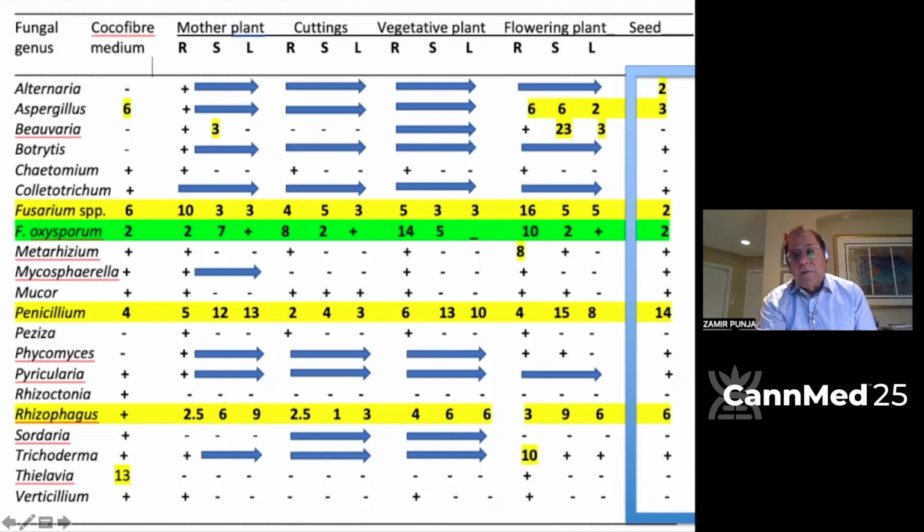Our seed sample was quite small. I think we only had 3 samples of seeds. But again, it's interesting to note that there are these species that we would normally find in seeds, such as Fusarium and Penicillium and Alternaria. But also this one was a bit of a surprise that you'd find a mycorrhizal genus present in the seeds of cannabis.